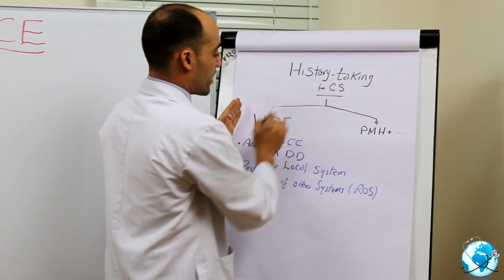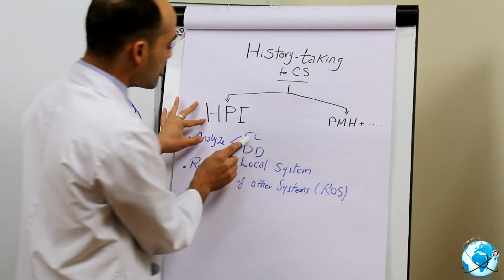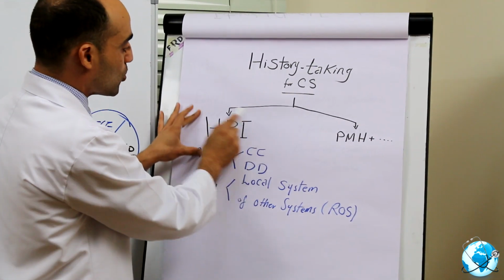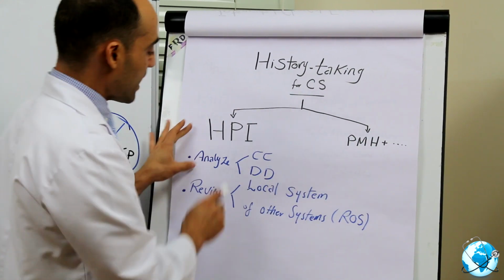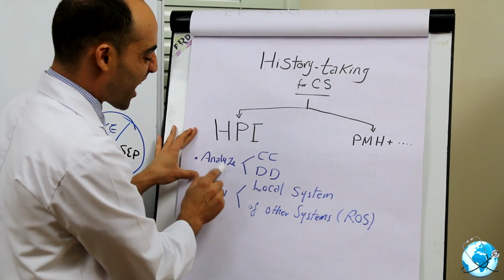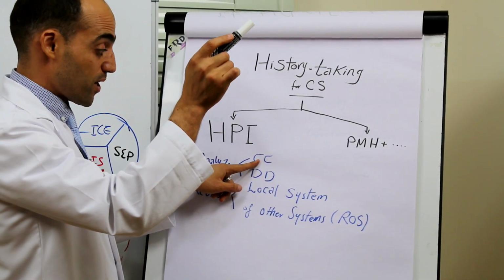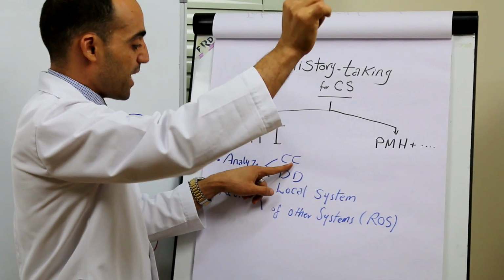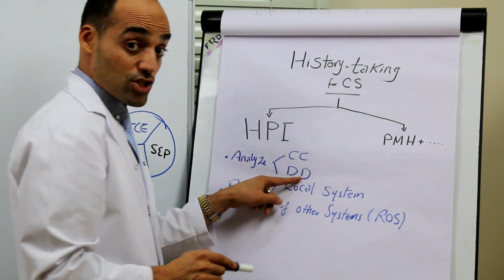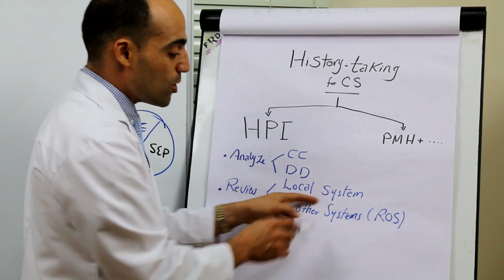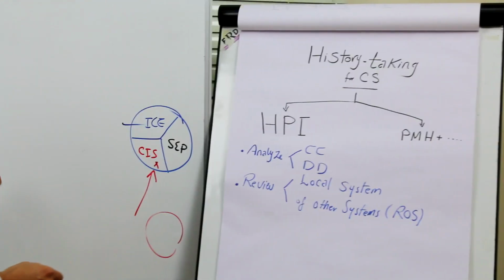So we divided the history into two main categories: history of present illness, and past medical history. As you notice here, I intended to write this one big because it is more important than the past medical history. Under the history of present illness, we are going to analyze the chief complaint, which is in the doorway information, whether it's headache, joint pain, vomiting of blood, or diarrhea. We are going to analyze the differential diagnosis, and then review the local system and review of other systems. Let's explain those in detail.